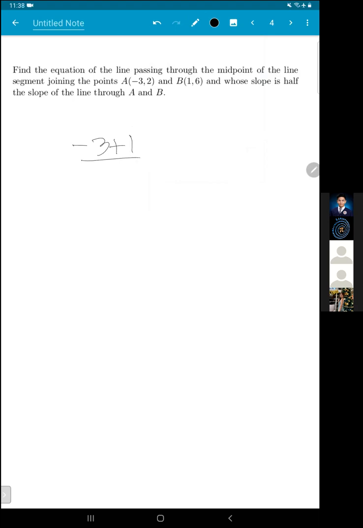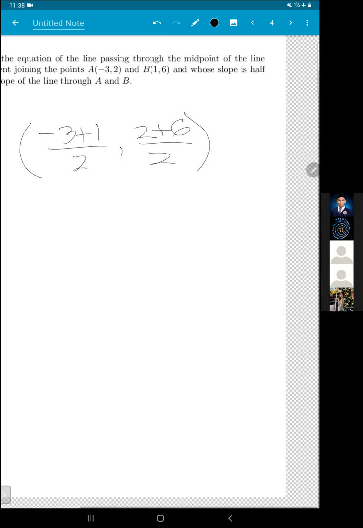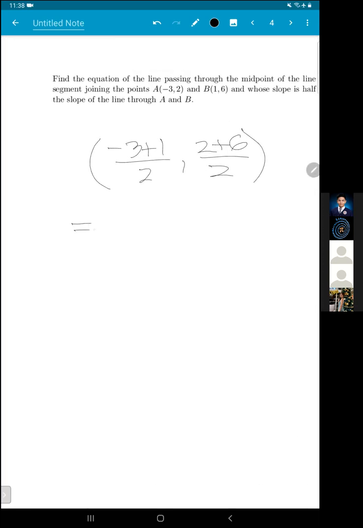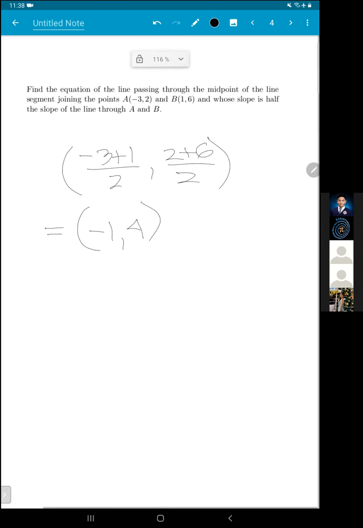Get the averages. So the midpoint has coordinates negative 1, 4. So you have a point on the line.